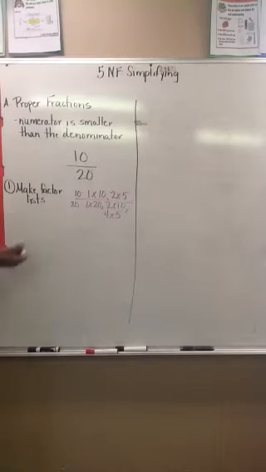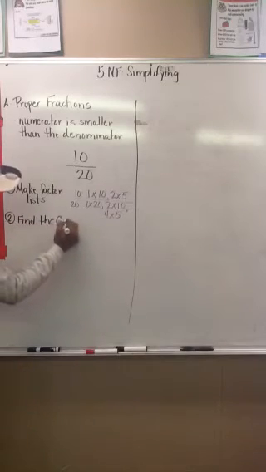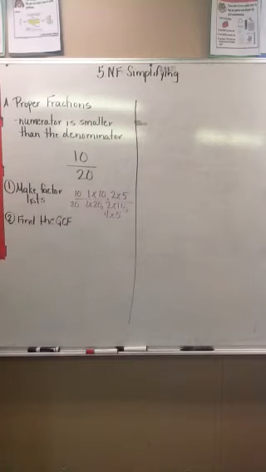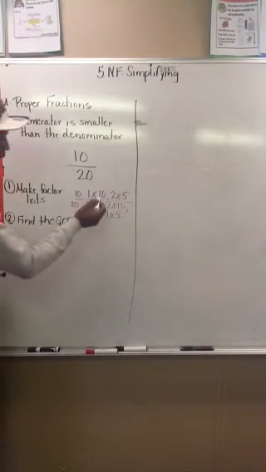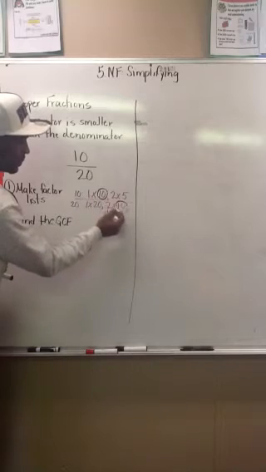Step 2, you want to find the greatest common factor, also known as the GCF. What number do you see in both lists, the 10 list and the 20 list, that they have in common? Well, they have a 1 in common, they have a 2 in common, they have a 5 in common, and they have a 10 in common. But our step tells us to identify the greatest, so that would be the 10.